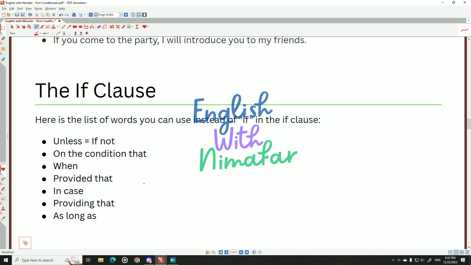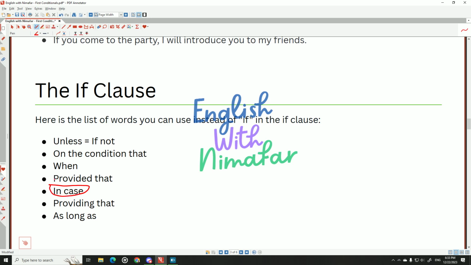On the condition that, you can use instead of if. When, as Ludwig and others said, when. Provided that, you can say. Providing that, yes. As long as, yes. Supposing, yes. Many things. In case. What is in case?